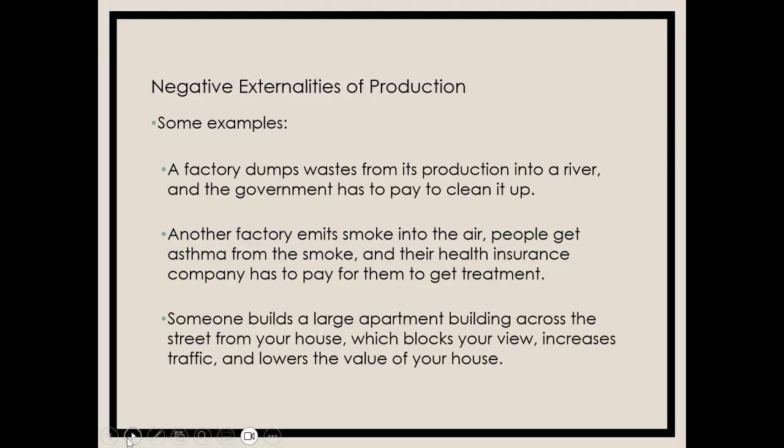If someone else has to pay some of the costs of production, that's referred to as a negative externality of production. Here's a few examples. A factory dumps wastes from its production into a river, and the government has to pay part of the cleanup. Another factory emits smoke into the air. People get asthma from the smoke, and their health insurance company has to pay for them to get treatment. Someone builds a large apartment building across the street from your house, which blocks your view, increases traffic, and lowers the value of your house.